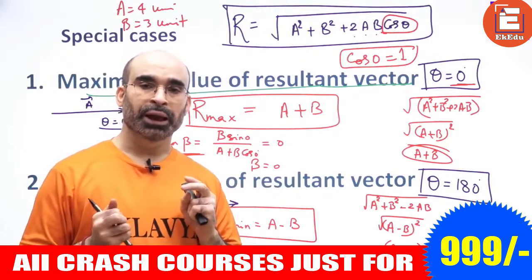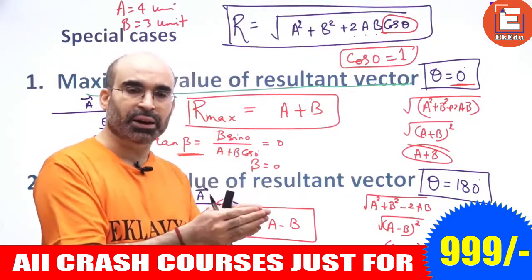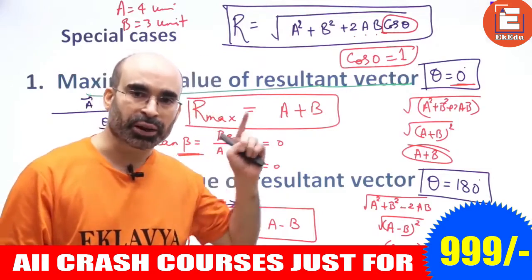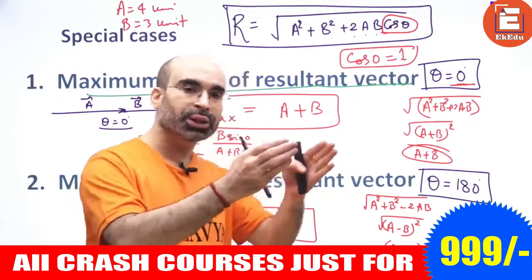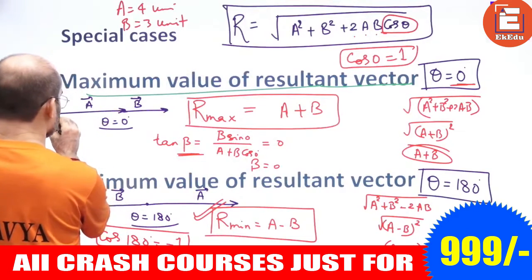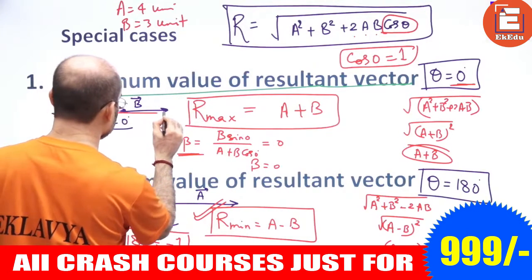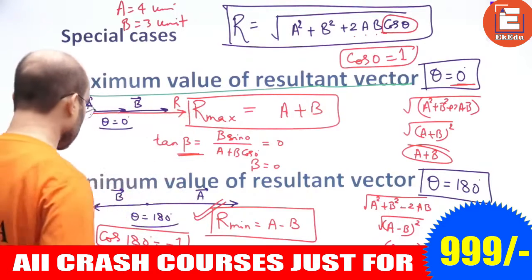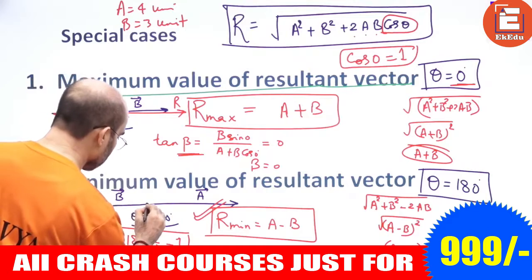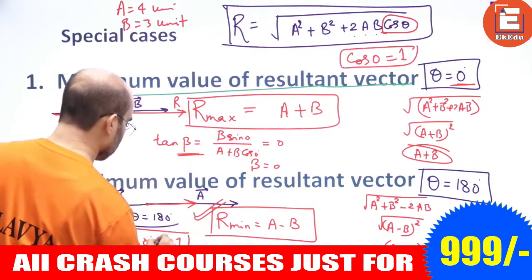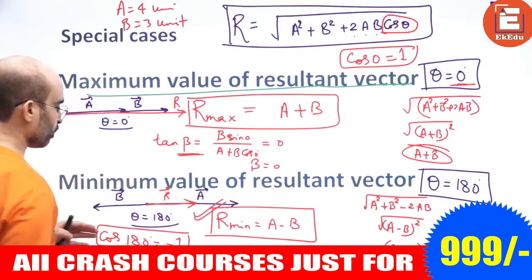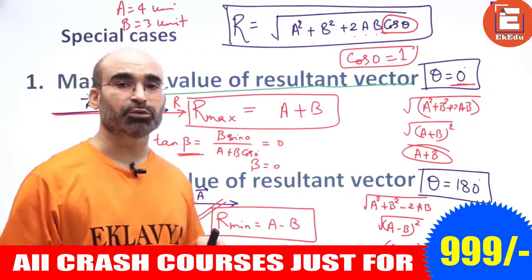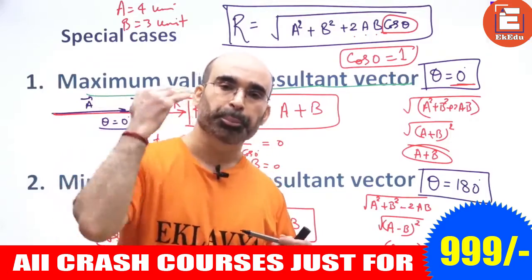That means the angle between the resultant vector and vector A will be the same. All the 3 vectors will be along this line. This will be the final result, R along this. So in which direction would the resultant vector be? In the direction of the bigger vector.